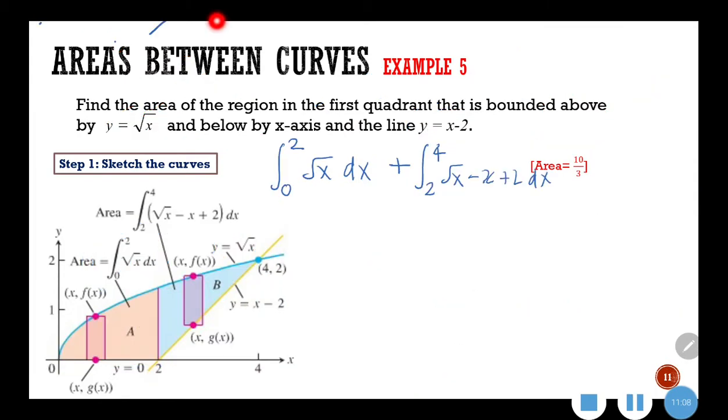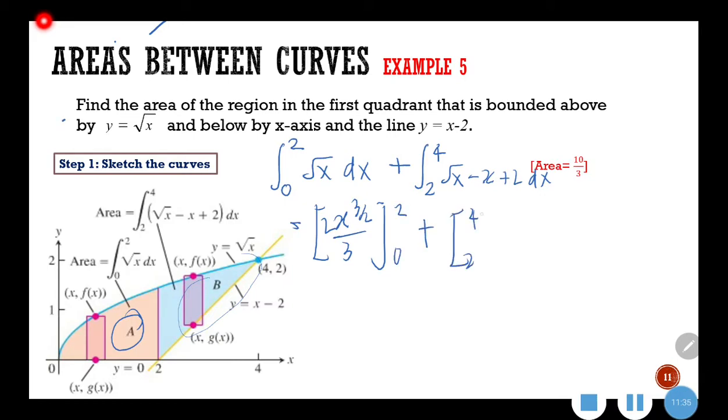So I have set up the integration for you. There are two parts here. First part A, for region A, integration from 0 to 2 of square root x dx. And the second part B, integration from 2 to 4 of square root x minus x plus 2 dx. So yang ni you proceed je lah. Maknanya integration of x to the power 3 over 2 over 3 over 2, from 0 to 2, plus integration from 2 to 4 of x to the power 3 over 2 over 3 over 2 minus x squared over 2 plus 2x. So put in the value, I let you do it, and you should get the answer equals 10 over 3.